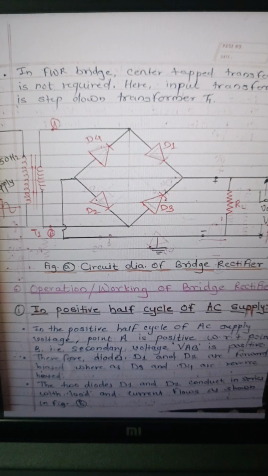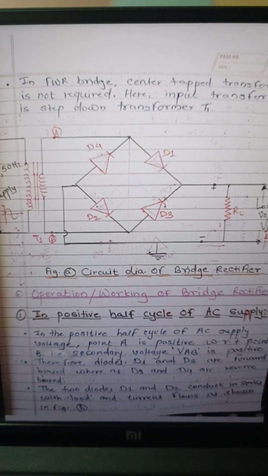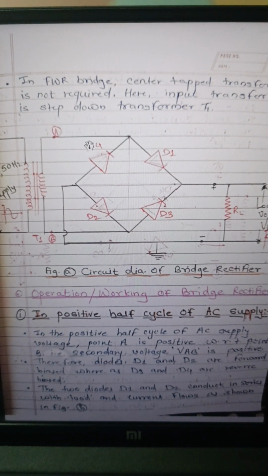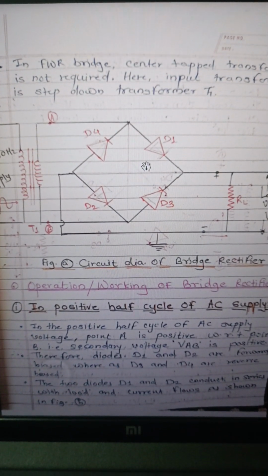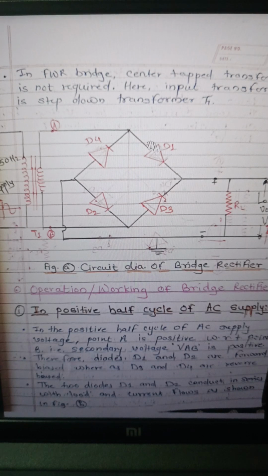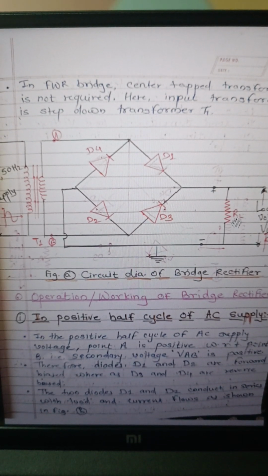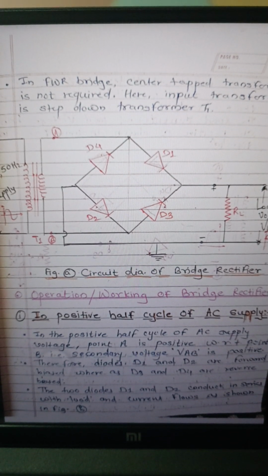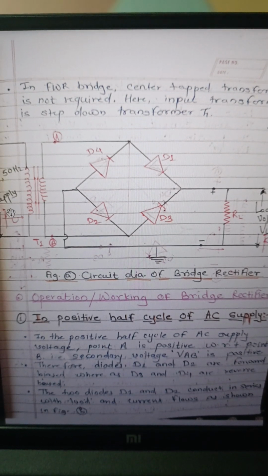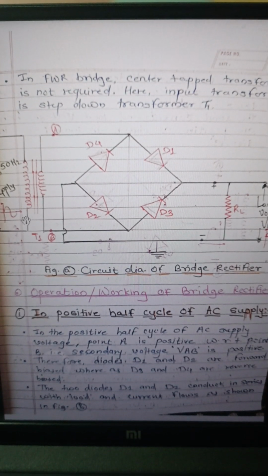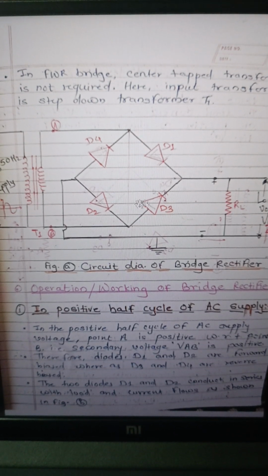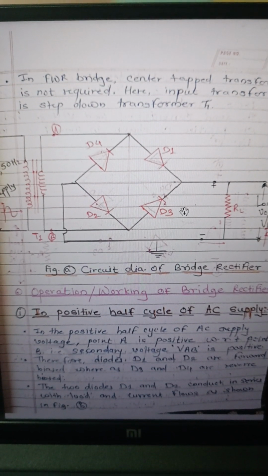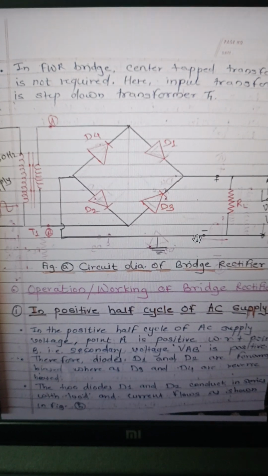So this is the circuit diagram of full wave bridge rectifier. It consists of 4 diodes, then across the output side a load resistance, and then a center tap step down transformer. So this is the main circuit of full wave bridge rectifier.